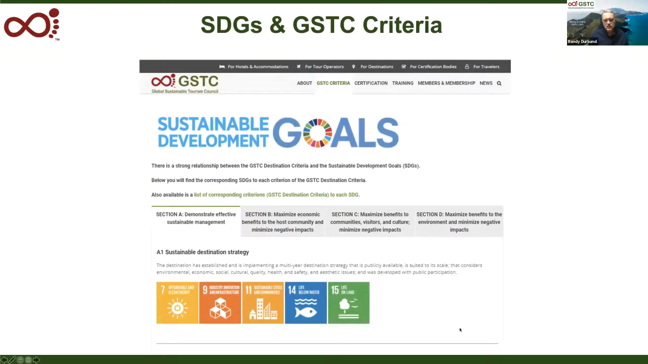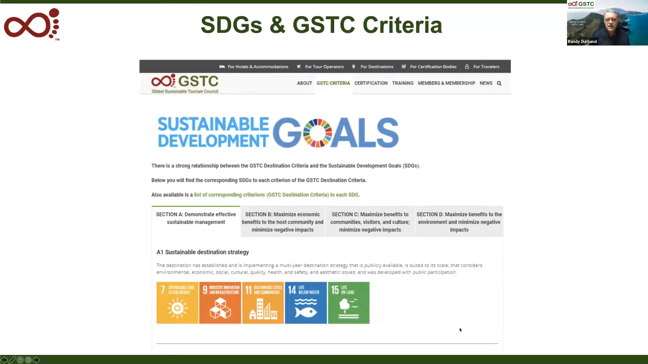The GSTC criteria are very much tied to the SDGs. We've formally mapped them, as Ram has said, to the destination criteria. We've completed the process of mapping them to our industry criteria. We've not publicized that yet because we just need one more little step internally for a formal launch of that.